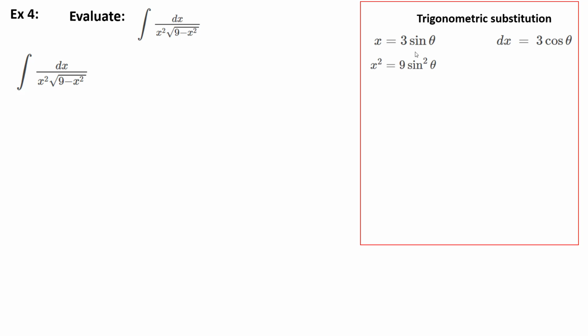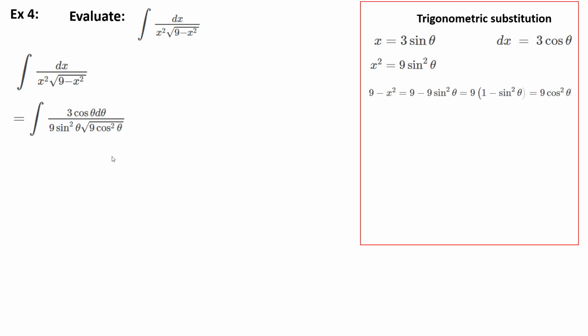x squared is 9 sine squared of theta, which means this little expression under a radical, 9 minus x squared, is 9 minus 9 sine squared theta. Factor out a 9: 9 times 1 minus sine squared theta. This is, of course, 9 cosine squared theta. All right, so if I actually put in my substitution, dx is 3 cosine theta d theta, x squared is 9 sine squared theta, and the square root of 9 minus x squared becomes the square root of 9 cosine squared theta.